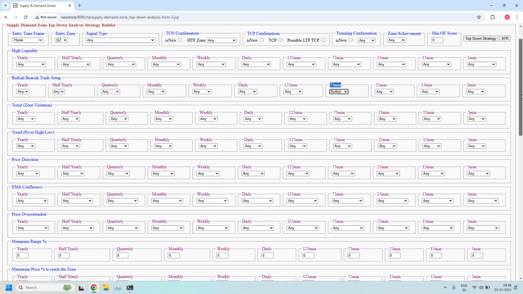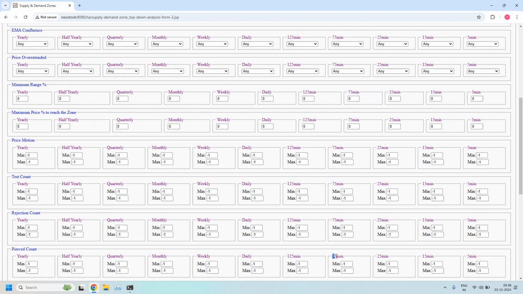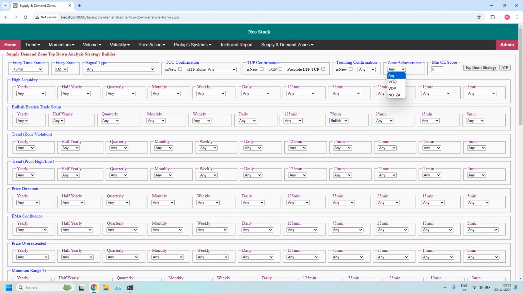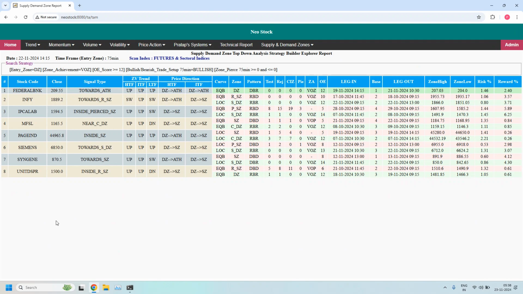And this 75 minutes demand zone should not be pierced. So in the pierced count at 75 minutes time frame, I am setting minimum value 0, maximum value 0. Zone achievement violated opposing zone. Minimum odd enhancer score 12. All 3 filters are applied to 75 minutes demand zone. Let's filter. We got 8 stocks. Currently these 8 stocks are supporting bullish trade setup for weekly income trade. And entry zones are 75 minutes demand zones.